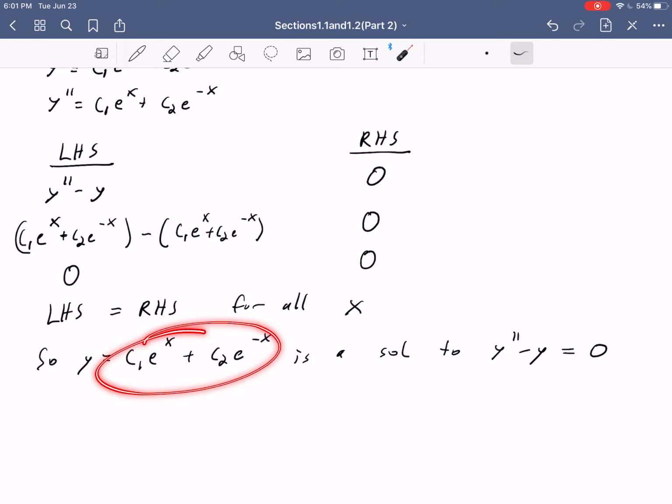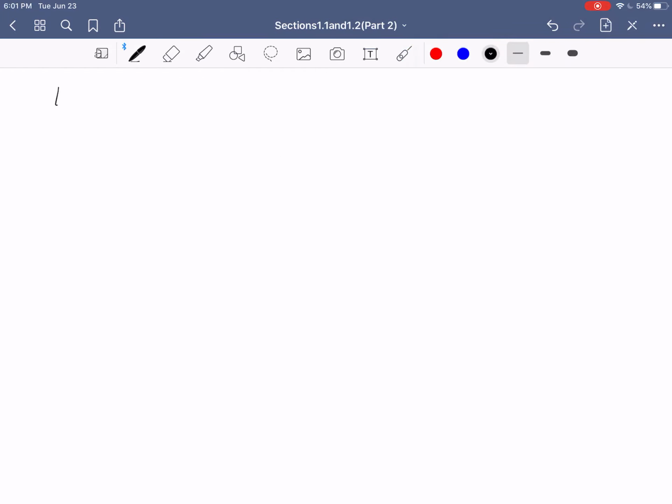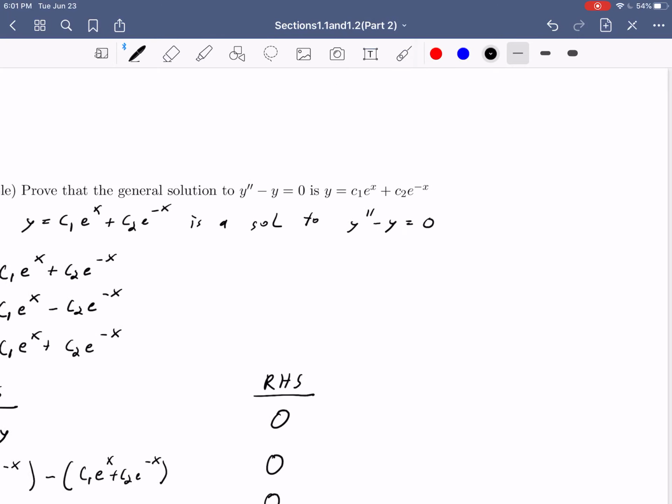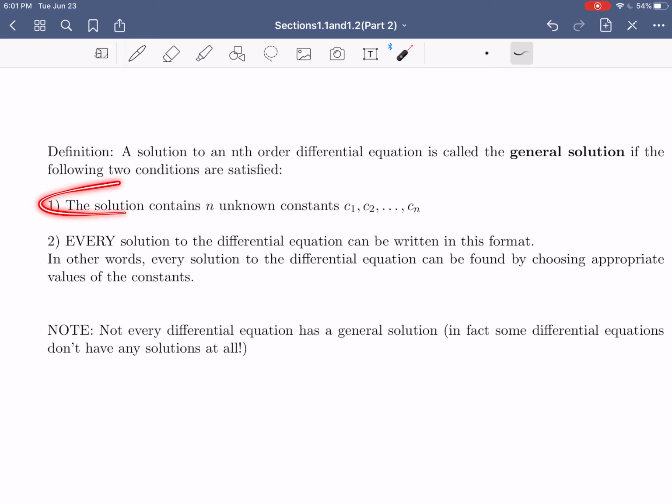Okay, so we definitely know that this is a solution. Now we need to try to prove that it's a general solution. So let's talk about that on the next page here. So, how to prove it's the general solution. Well, let's go back and take a look at the definition of a general solution. So, a general solution we gave here had these two conditions.